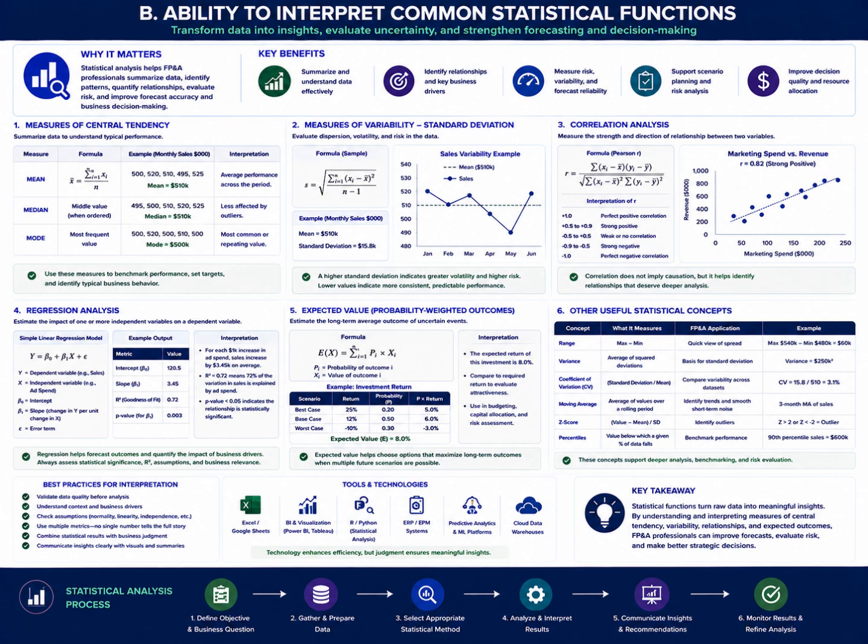Effective interpretation of statistical functions enables organizations to improve forecasting reliability, strengthen risk management, optimize resource allocation, and identify operational opportunities more effectively. As organizations increasingly depend on data-driven decision-making and advanced analytics technologies, the ability to interpret statistical functions accurately has become an essential competency for FP&A professionals responsible for guiding long-term financial performance and strategic business planning.